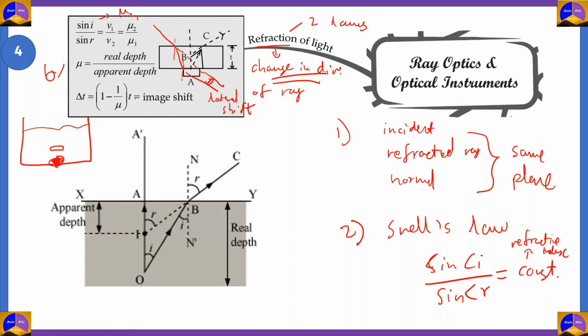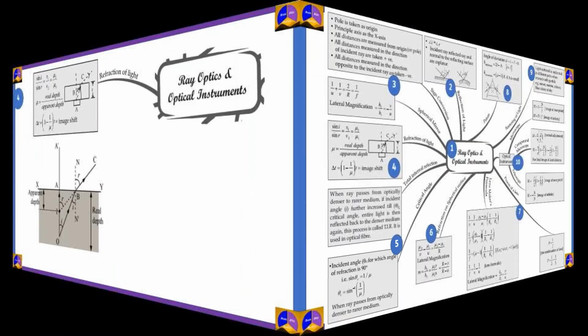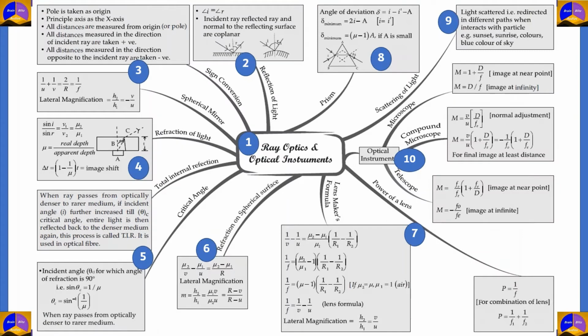Now this shift can also be observed if we keep a refracting surface in between a light ray. So suppose a light ray was traveling straight and forming an image, then if you keep a refracting surface in the middle, you find that the image gets shifted by delta t. And that delta t is the value of image shift, using the formula 1 minus 1 by u times t. So that is the simple part about refraction.